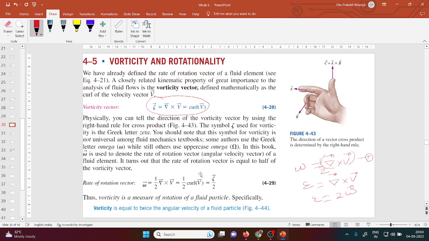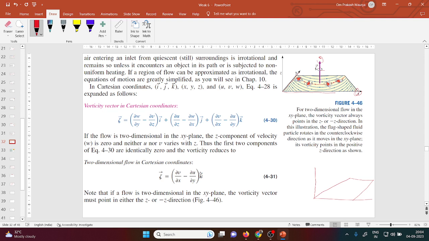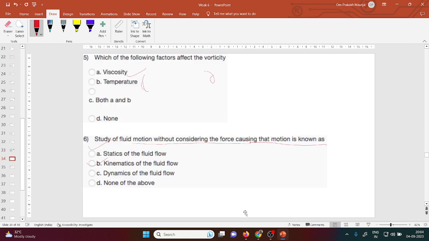If someone wants to take a screenshot, okay. Basically, I will explain. You can take the screenshot of these questions also. Some flow visualization kind of thing is given here. Okay, from here is fine.